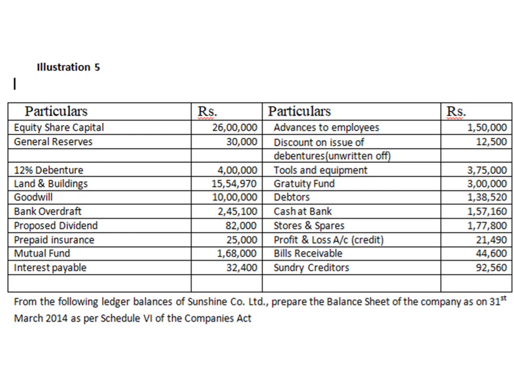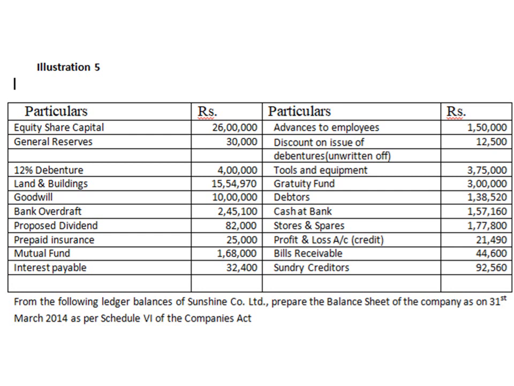Tools and equipments are also our fixed assets, fixed tangible assets. So this has to be added together with land and building. Gratuity fund. Any fund which we maintain is a long-term provision, which comes under the equity and liabilities side of the balance sheet. Then we have debtors. Debtors should be shown under trade receivables. Cash at bank should be shown under cash and cash equivalents.